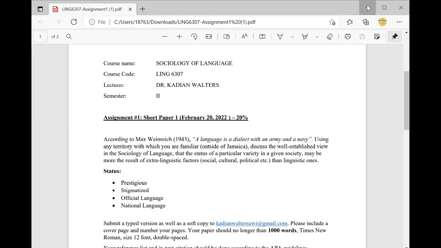Or you may choose a language that is official and look at why it was named as such. Either you look at why a language is not official, or a country that is now speaking an official language, and the circumstances that led to their being given that status. Yes, that's correct. Okay, clear.